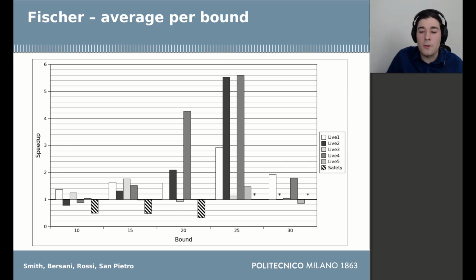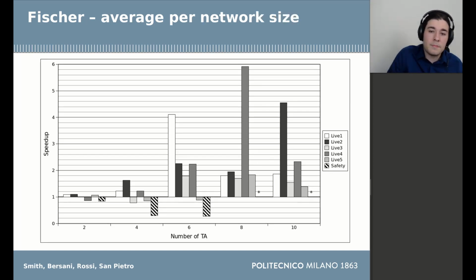So some theories for why the safety property is different. This is a more complex property to encode into MITL, and it's possible that with larger bounds, more time, we may see some improvements with the newer algorithm as well.